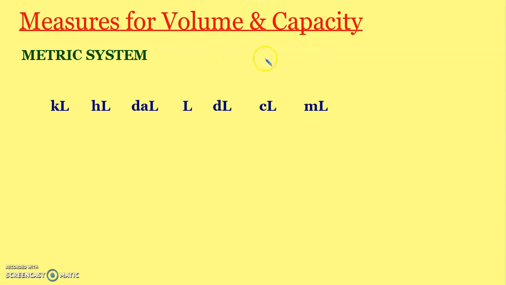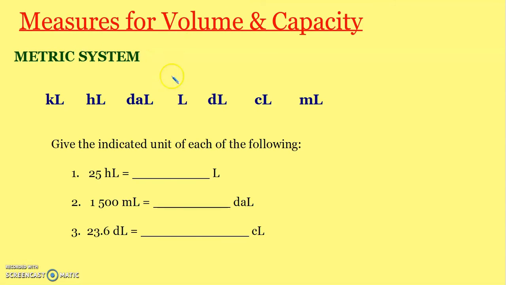This time for capacity naman, liter is the basic unit of measure for capacity. We forget about the every jump times 3 kasi this time balik ulit tayo sa normal counting. So KL for kiloliter, HL for hectoliter, DAL for decaliter, liter, deciliter, centiliter, and milliliters. Again, it's a metric to metric conversion. So it's a manner of moving the decimal point to the right or left. Simulan na natin.